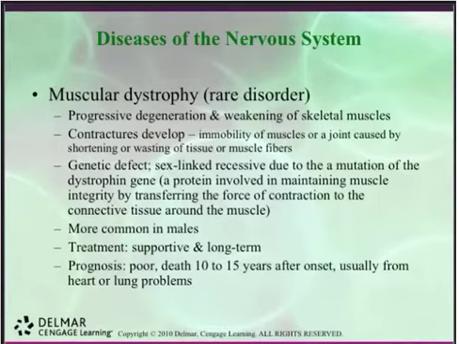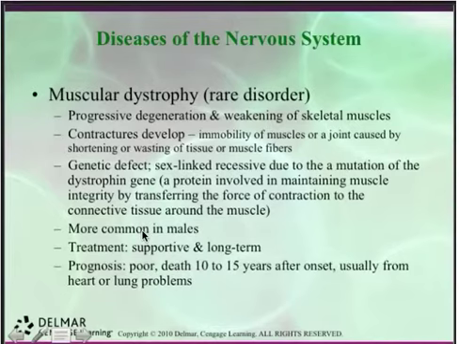Often contractures develop due to the immobility of muscles or joints caused by shortening or wasting of tissue or muscle fibers. These are generally genetic defects. The most severe forms are sex-linked recessive defects due to a mutation in the dystrophin gene. This is Duchenne's muscular dystrophy. This protein is involved in maintaining muscle integrity by transferring the force of contraction to the connective tissue around the muscle. It's more common in males because it is X-linked.